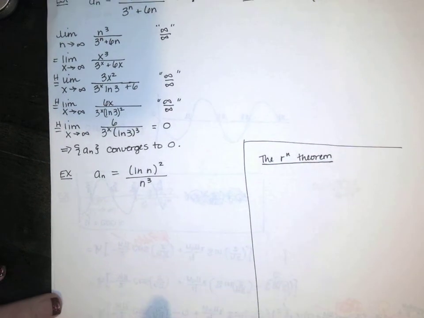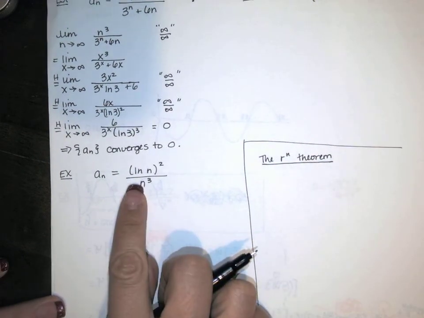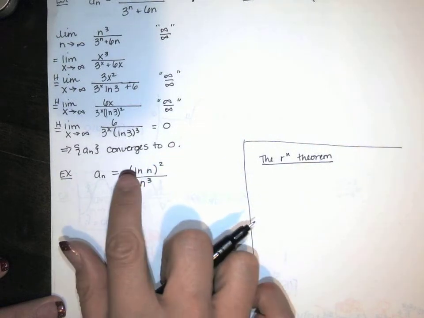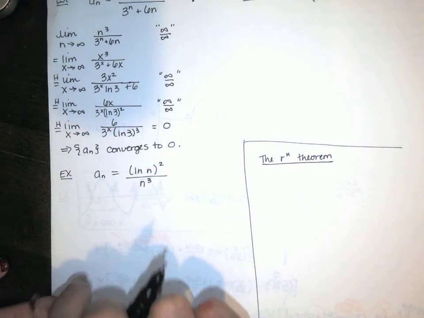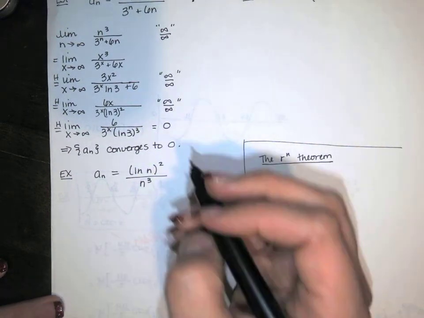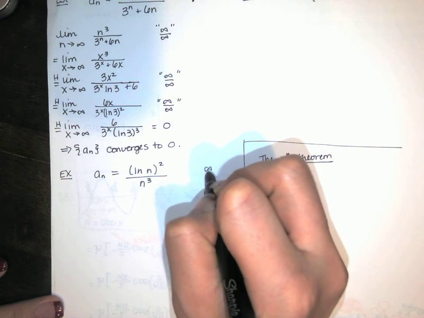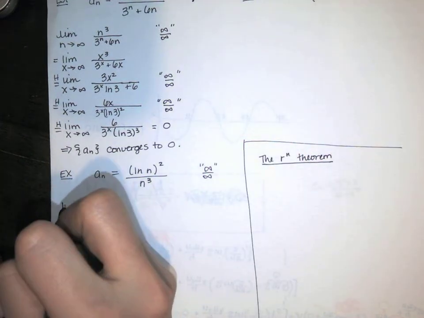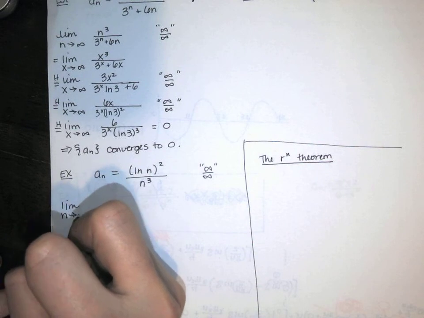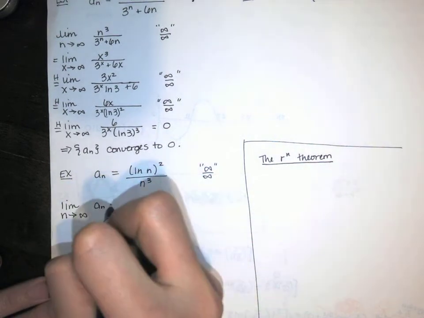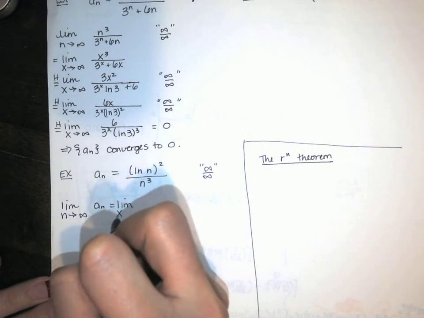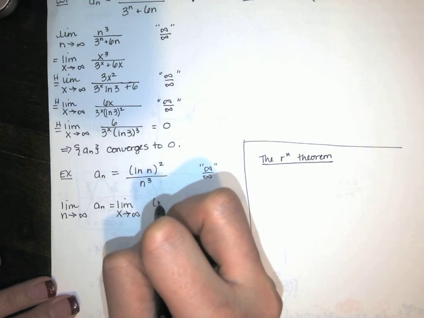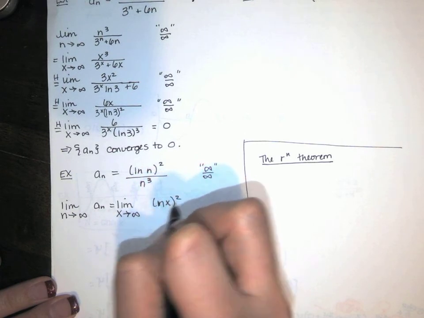All right, let's look at this one. As n goes to infinity, natural log of n also goes to infinity. Same thing happens with n cubed. So this is another infinity over infinity indeterminate form. So I'm going to change my n's to x's and use L'Hopital's rule where I can.